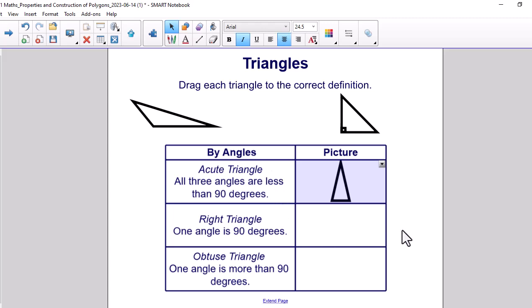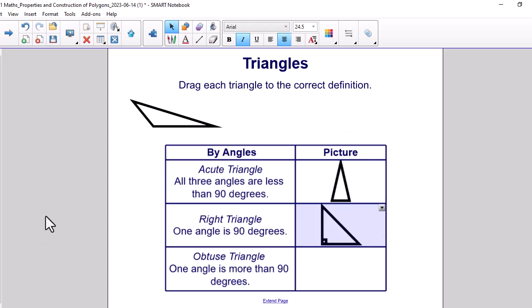The second way we can classify triangles is known as a right triangle. And in a right triangle, there is one angle that is equal to 90 degrees. That little box in the corner right there indicates that that is a right angle, and since that's contained within a triangle, this triangle is a picture of a right triangle.